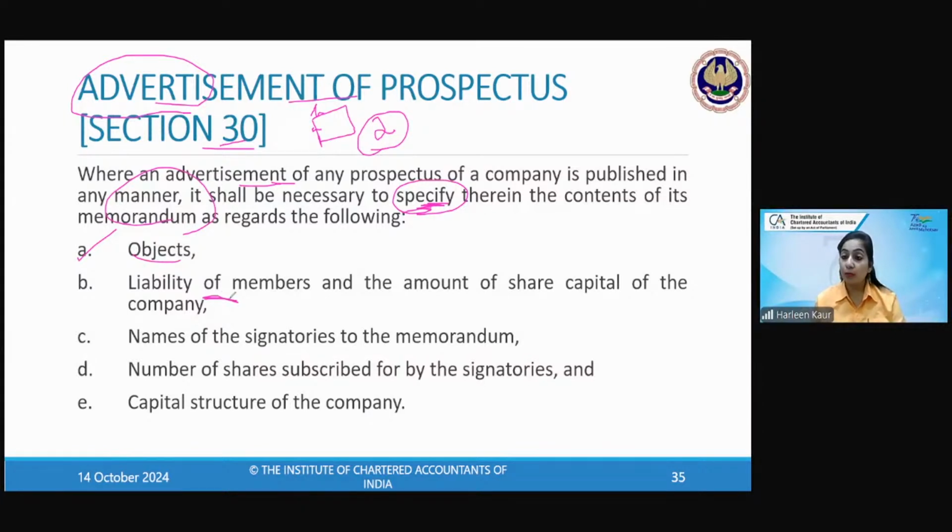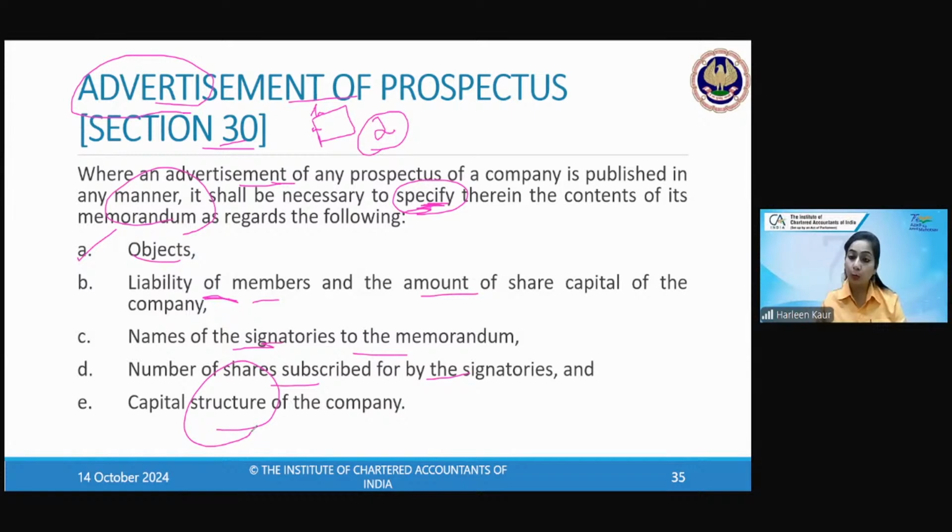So the liability clause, you remember in the memorandum, and the amount of share capital of the company. Name of the signatories to the memorandum: who all have subscribed, who all have signed the memorandum of association. Number of shares subscribed by the signatories, and the capital clause, that is the capital structure of the company. So all these minute details shall be given in section 30 whenever you're giving any kind of advertisement in the newspaper for a prospectus. These 5 things shall be given.